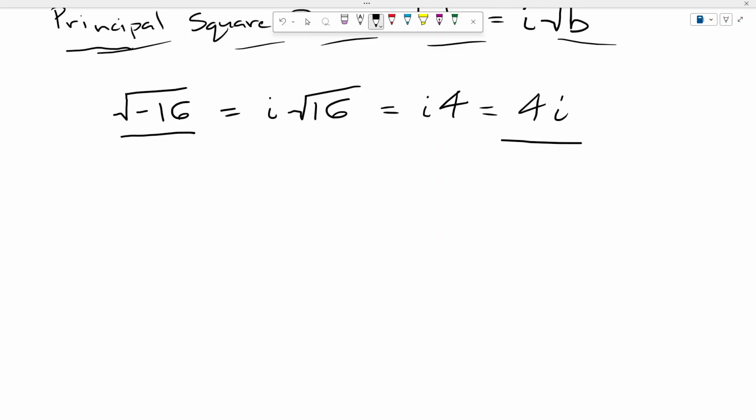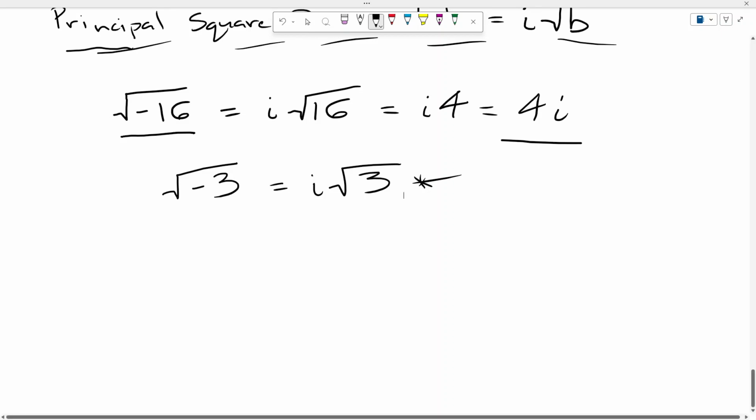Or if we had the square root of negative 3, we can change that to i times the square root of positive 3. And this one can't simplify any further. The square root of 3 doesn't come out to any nice even number, so we would just leave it like this. So the square root of negative 3 is equal to i square root of 3.